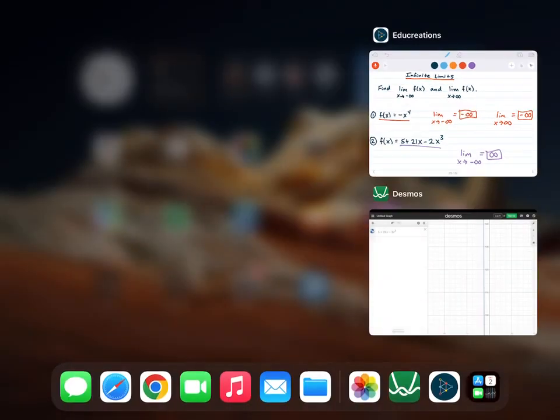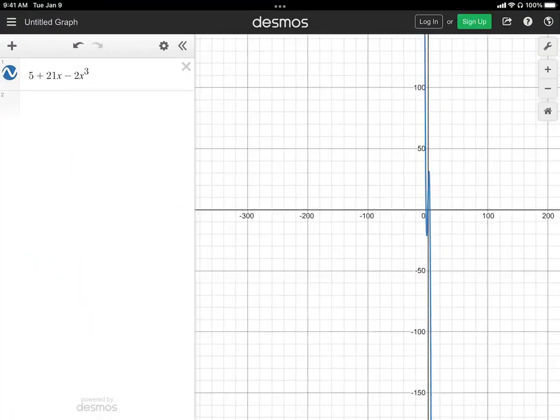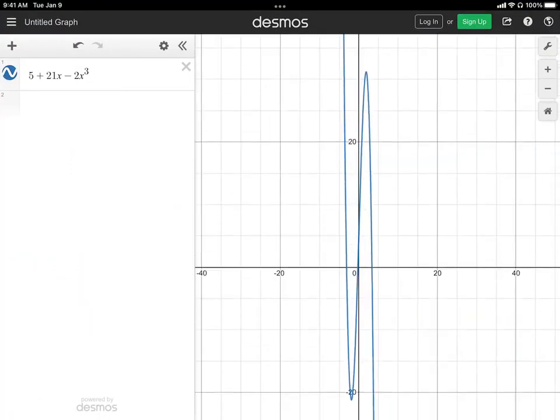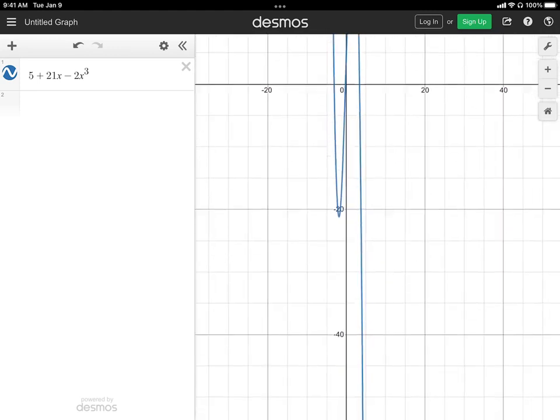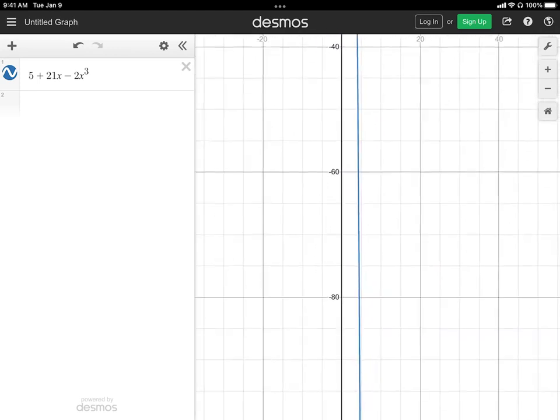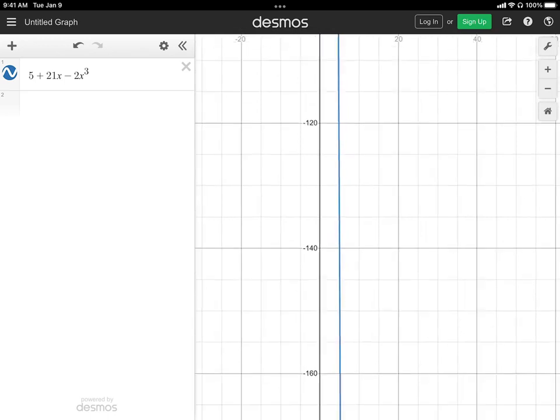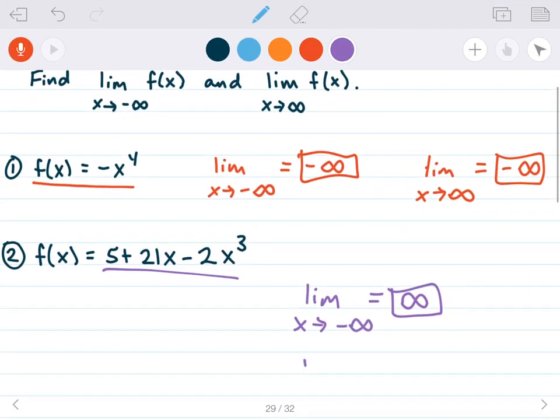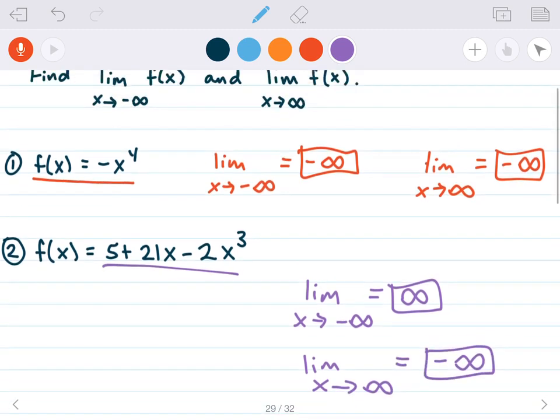And when x goes to positive infinity, let's see. It looks like we have the opposite thing happening. When x gets larger and larger and larger, y gets smaller and smaller and smaller. And so the limit as x goes to positive infinity is negative infinity. Okay, so that's some examples of infinite limits.